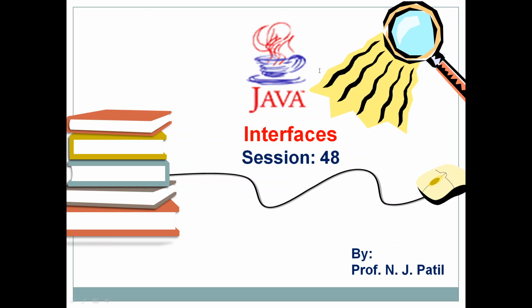Hello students, welcome back. In the last session we have studied visibility controls in Java. There are three important visibility controls or access modifiers: public, private and protected, which we have studied in the last session. In today's session we will discuss one more important concept in Java, that is interfaces.